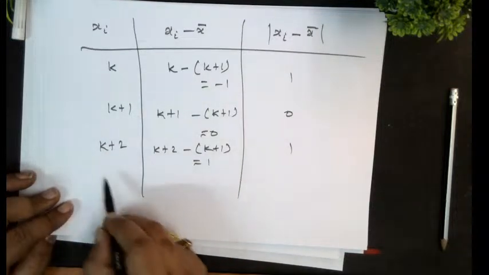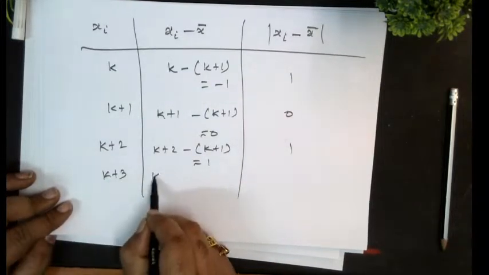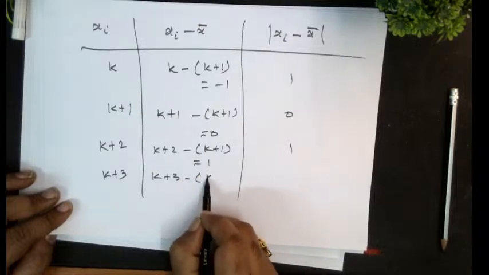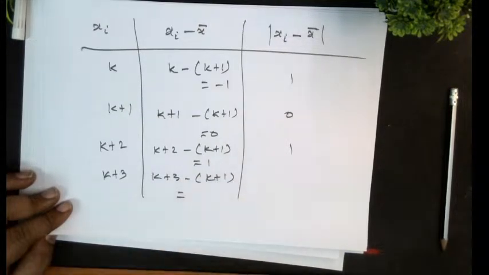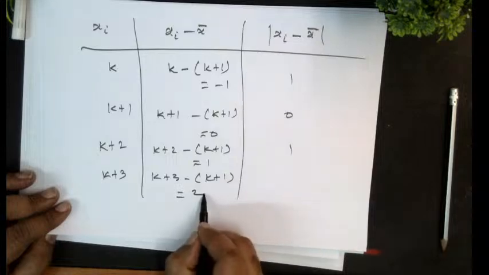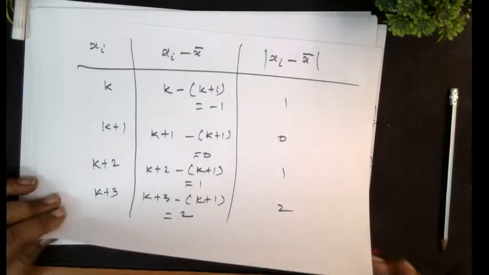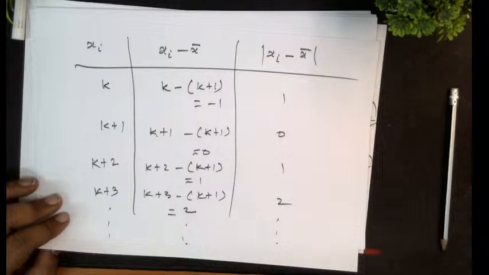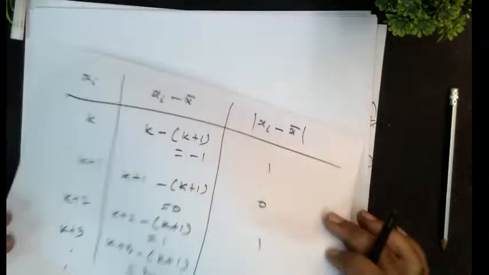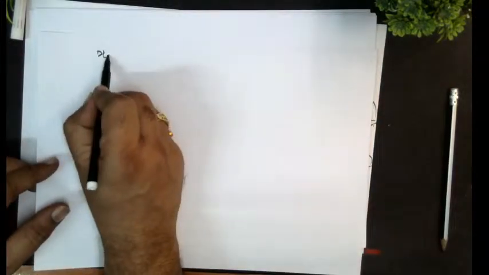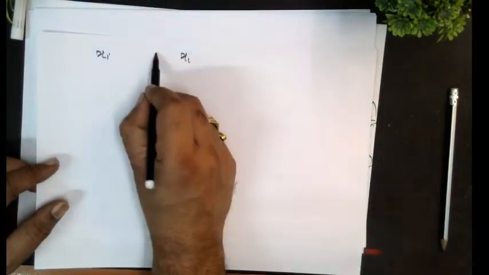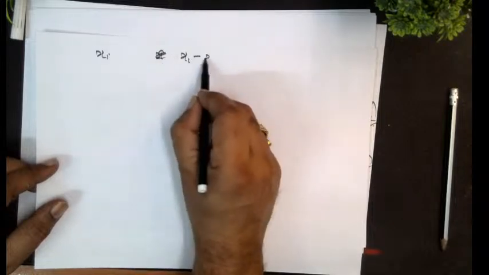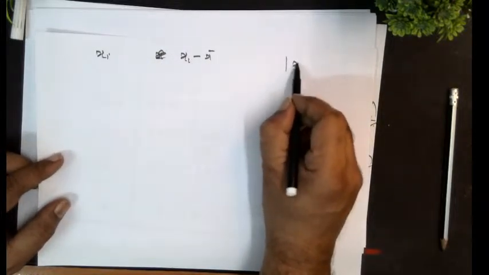So likewise it goes, k plus 3, how much? So k plus 3 minus k plus 1, so that is equal to k cancelled. So 3 minus 1, 2. So deviation is 2. Okay. So likewise it goes on. You can put ditto. And then let us proceed with the 2k. Okay, write down. So 2k. So this is xi, and this is xi minus x bar, and this is modulus of xi minus x bar.